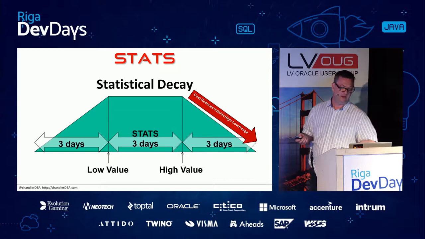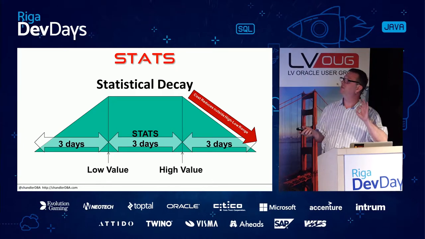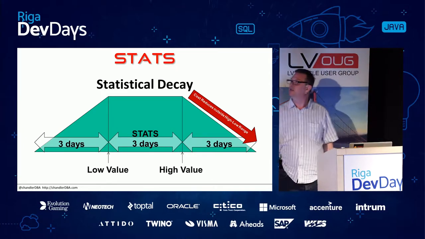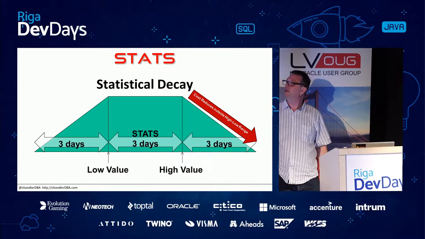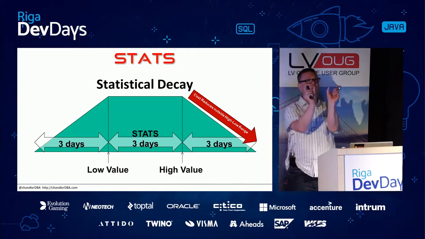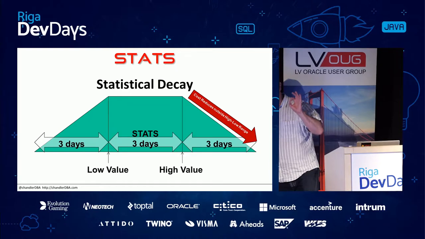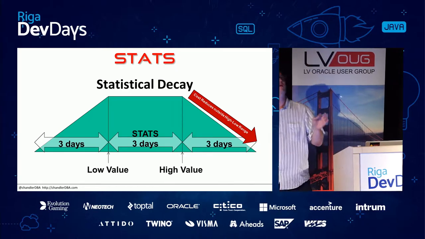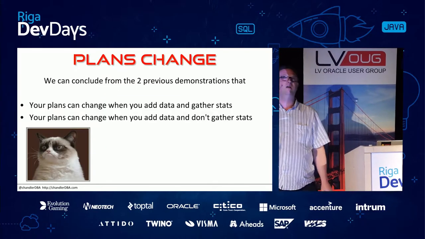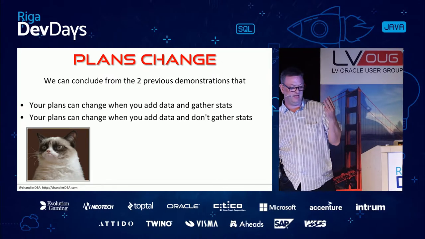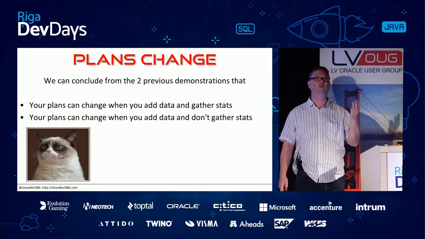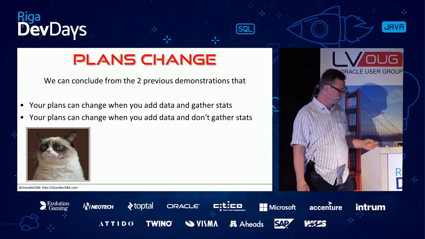Why is that? It's because when you gather statistics, one of the statistics Oracle gathers is the low value and the high value in your database for that column. So for this column, it knows when it gathered statistics that the low value was the 24th of December and the high value was the 26th. That's 3 days. And it knows there are only 3 days worth of data in the database.